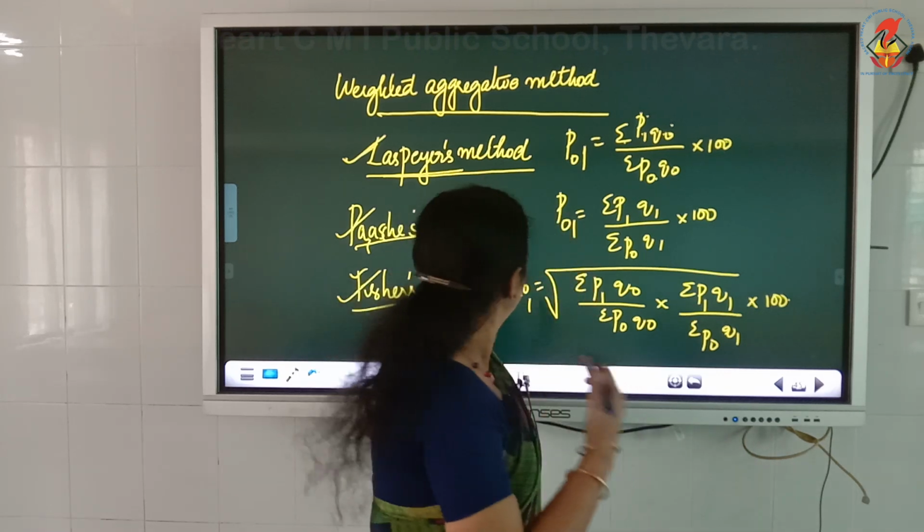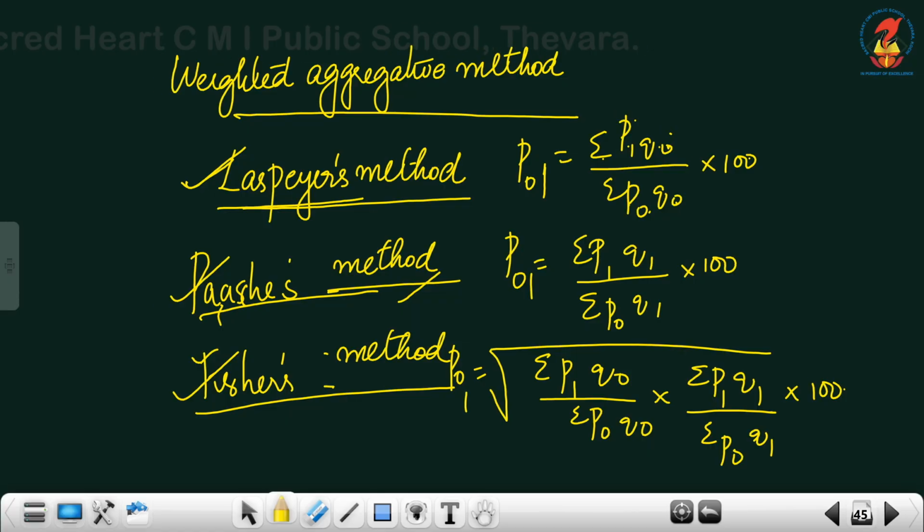Now, next is Paasche's method. What is Paasche's method? Index number according to Paasche's method. In Paasche's method, we can find his formula is sigma P1 Q1 by sigma P0 Q1 into 100.